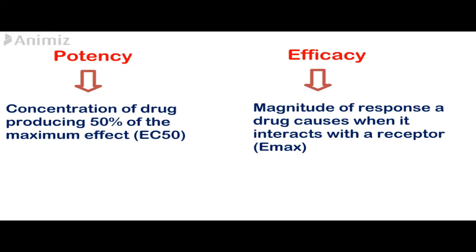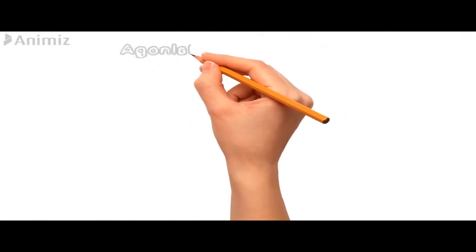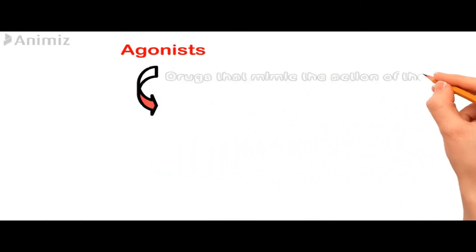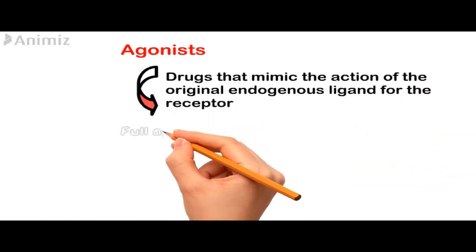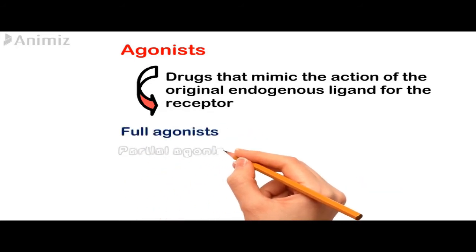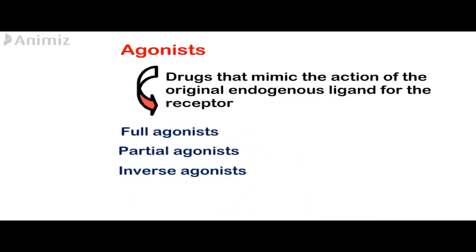So drugs can be categorized according to their intrinsic activity as full agonists, partial agonists, inverse agonists, and competitive antagonists or irreversible antagonists. When we say agonist, we mean the drugs mimic the action of the original endogenous ligand for the receptor. They will produce the same effect that the endogenous ligand would produce. And endogenous ligands are the ligands which are already produced by our body.